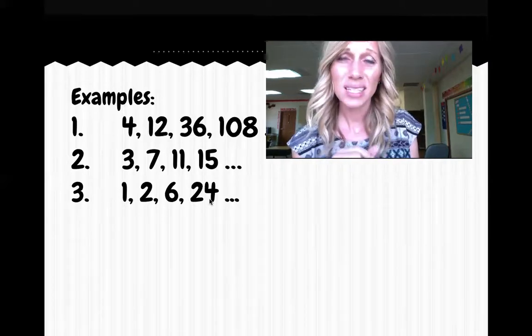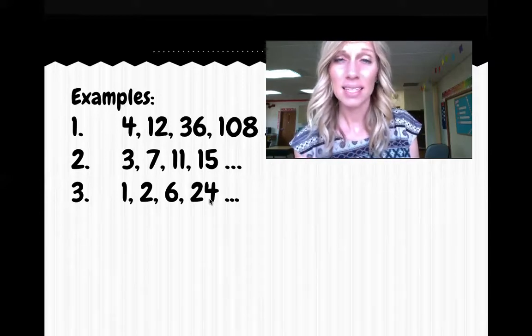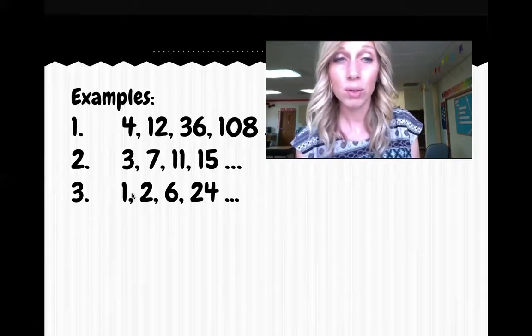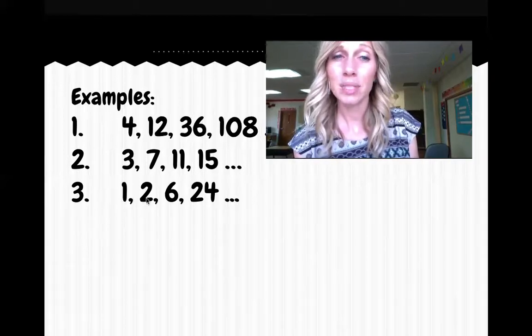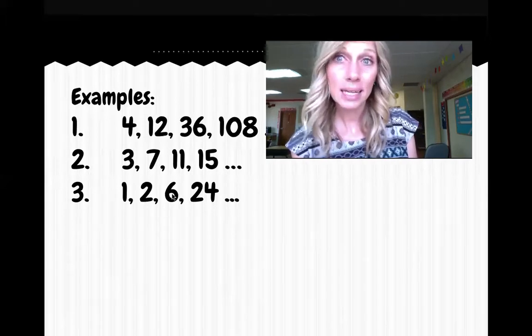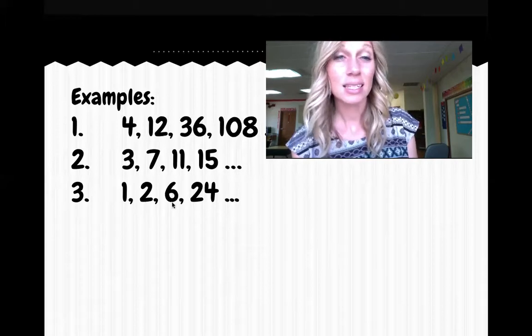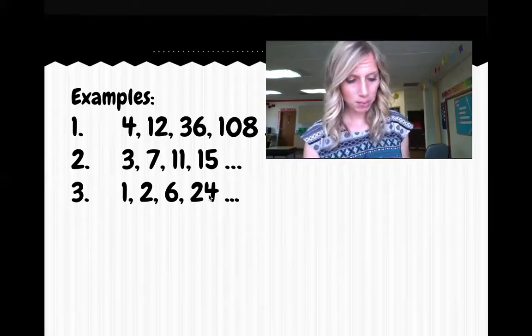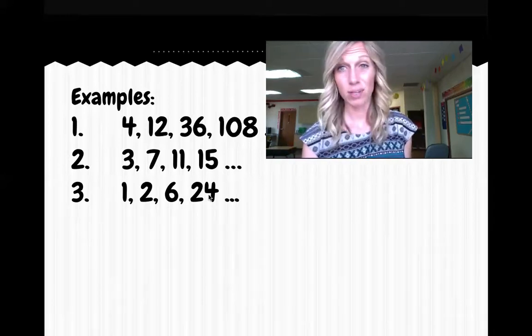So we know it's a multiplying pattern, but it's not multiplying it by the same number. This is one of them where they try to trick you. So if you notice, 1 times 2 equals 2. 2 times 3 equals 6. 6 times 4 equals 24. So we are multiplying, but we're multiplying by a different number every time.